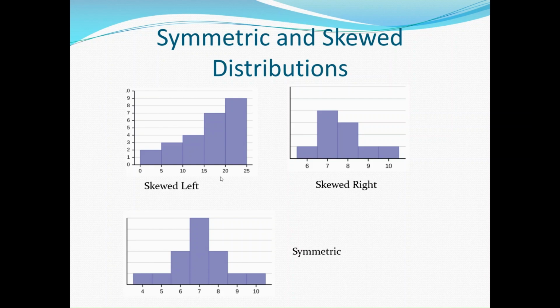Symmetric, on the other hand, means that we could fold it right down the middle and both sides look exactly like each other. Now, a lot of times we're not going to have things that are perfectly symmetric. So we'll say roughly symmetric or approximately symmetric. But yeah, this one here is actually perfectly symmetric.